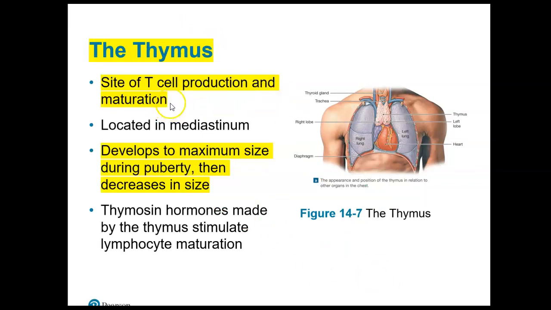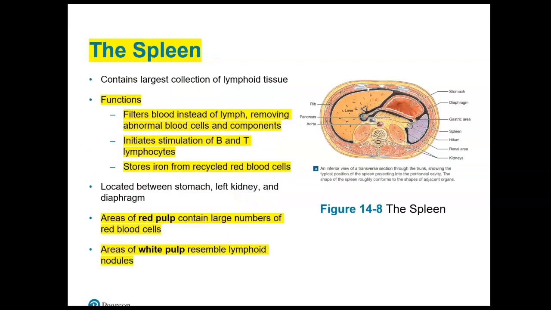The thymus is the site of T cell production and maturation. Now, the stem cells for T cells are produced in the red bone marrow, but then those stem cells migrate or are transported to the thymus. Here's the thymus, where they mature, and they also divide even more. The thymus develops to its maximum size during puberty, and then it starts to decrease in size. So as you get older, it actually atrophies or decreases in size.